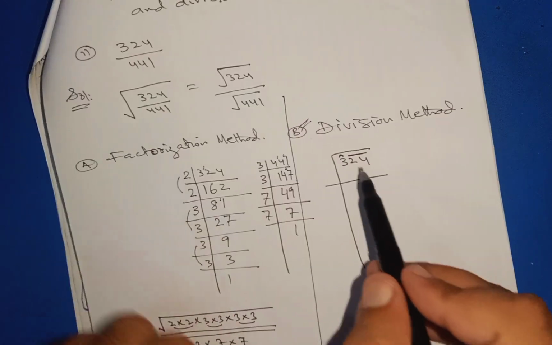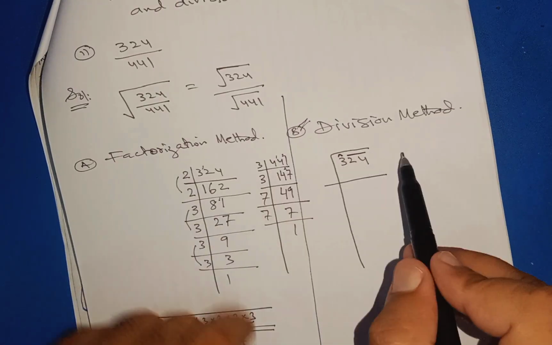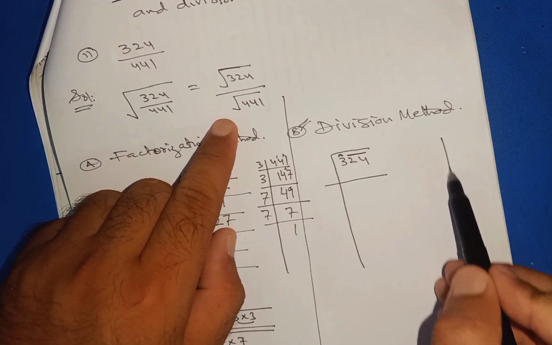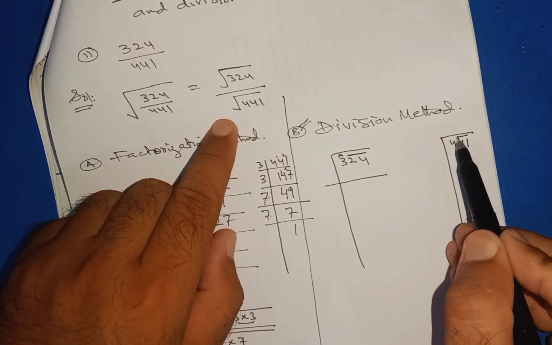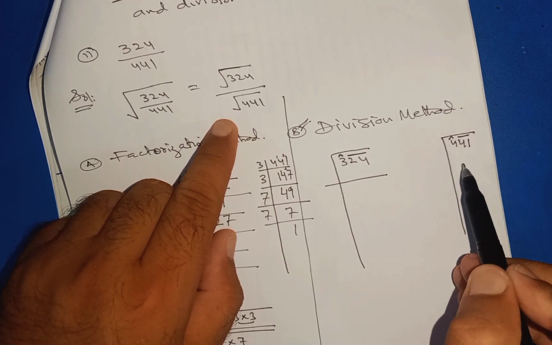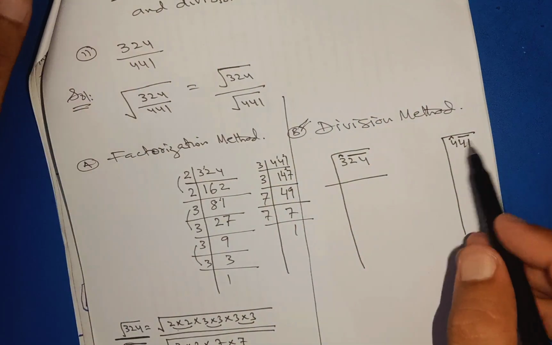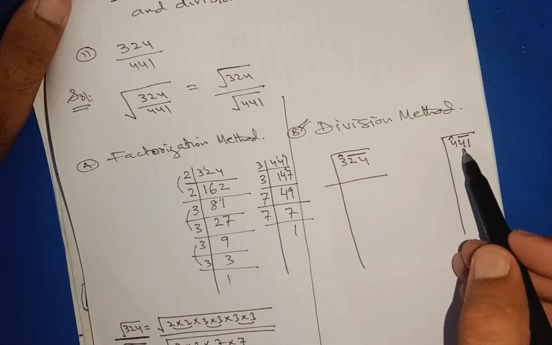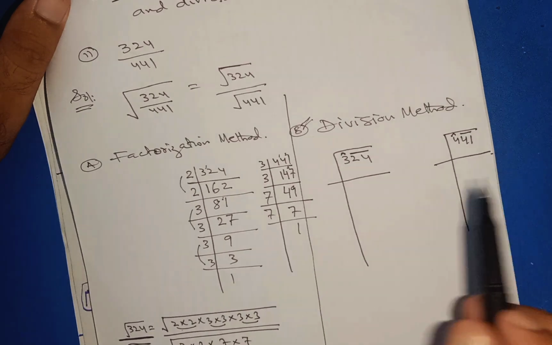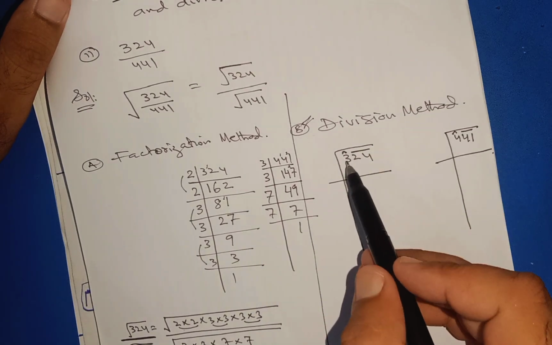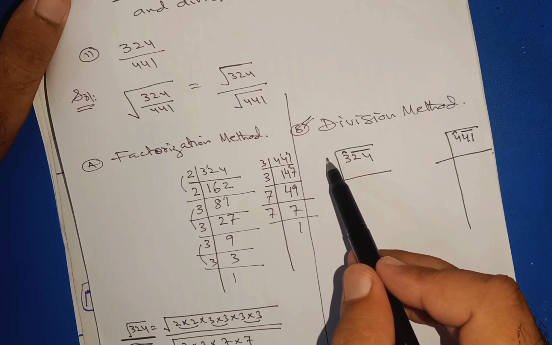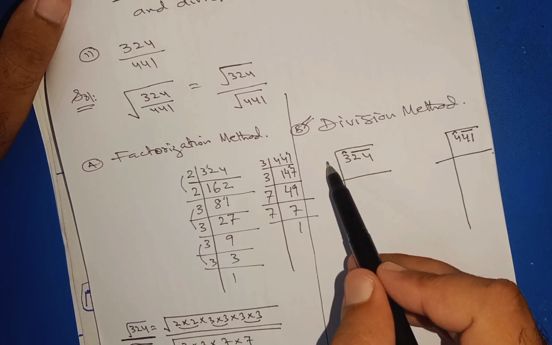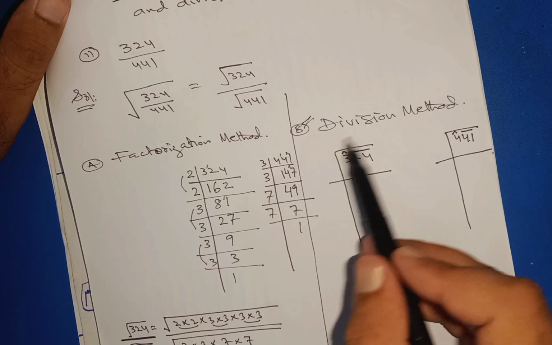Now we are done with this. For this one, 441, we will again write it like 441. We start making pairs, this one and then this cap here, because we don't have a number which can make this pair. So now for this number, we will think of a number which when multiplied by itself gives us 3. So there is no such number, because if you multiply 1 with 1, you will get 1.